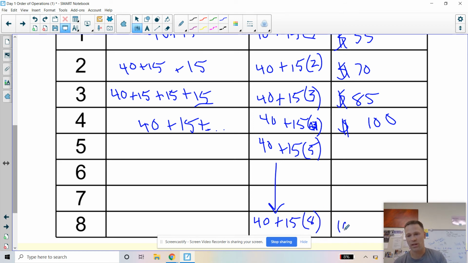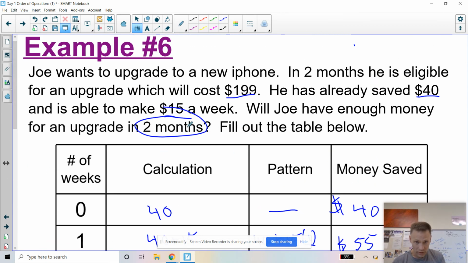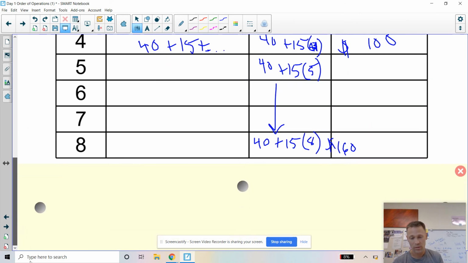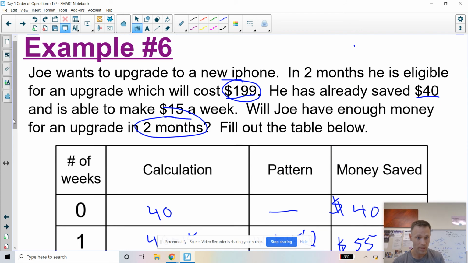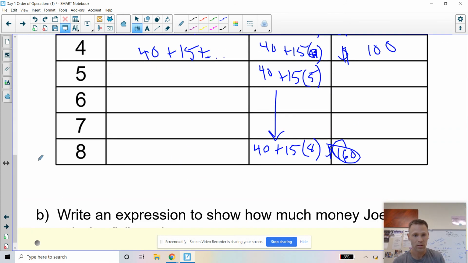And that is going to end up giving me $160, okay? And that's the question, right? So after we've done all that, the question is, will he have enough money for the upgrade? Well, it's $199, and after 8 weeks, not 4 weeks, he will only have 160. So the answer is no. He will not have enough money.